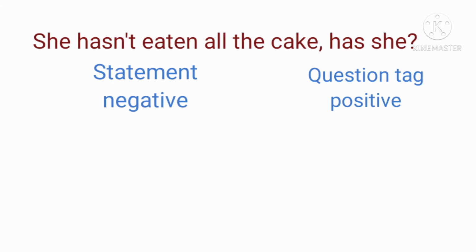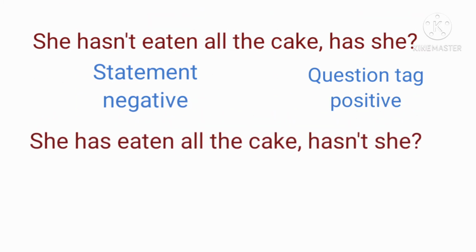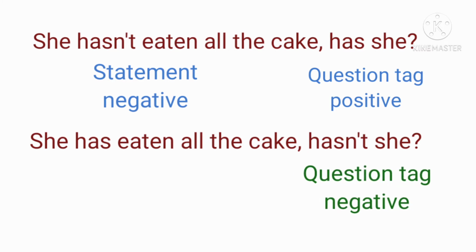Now, see the next sentence. "She has eaten all the cake, hasn't she?" Here also we can divide it into two parts. "Hasn't she" is the question tag, and the previous part of the sentence is the statement. She has eaten all the cake. Here this statement is positive, whereas if you look, the tag is negative.